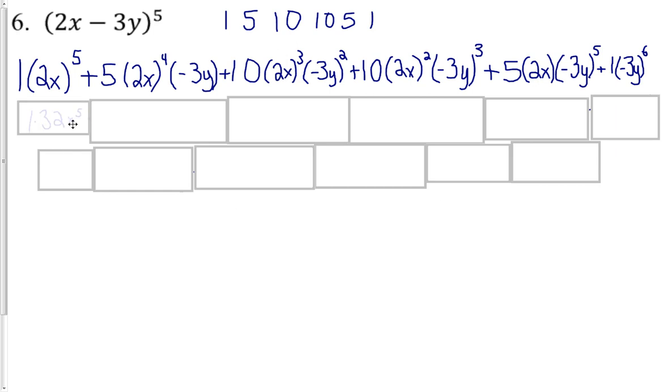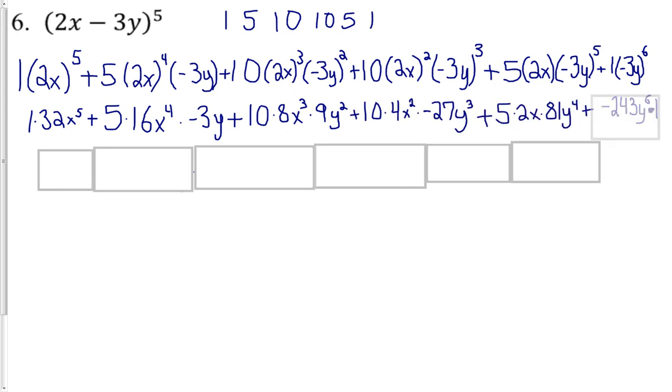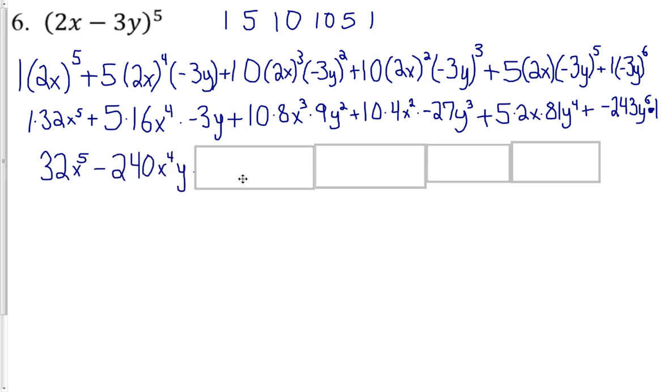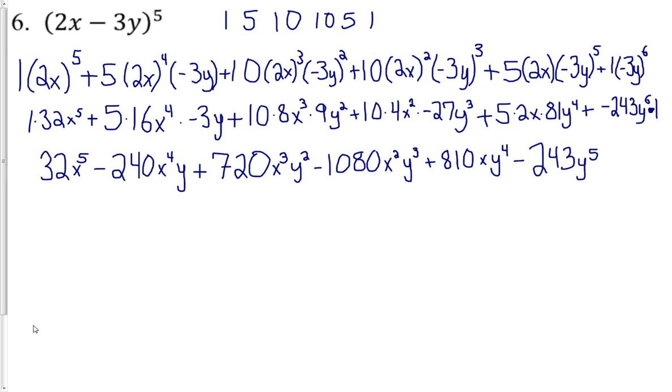And simplifying each of those, 32x to the 5th, plus 5 times 16x to the 4th, times minus 3, plus 10 times 8x cubed times 9, and so on. Then multiplying, we got 32x to the 5th, minus 240, forgot the minus 3, minus 240 x to the 4th y, plus 720 x cubed y squared, minus 1080 x squared y cubed, plus 810 x y to the 4th, minus 243 y to the 5th. And that's that. Now, what if we could just focus maybe on one term at a time?